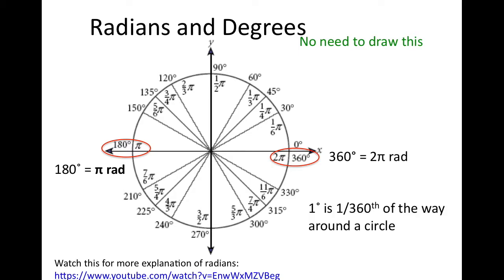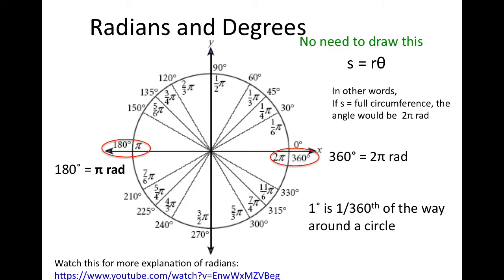So it'd be safe to say that 1 degree is equivalent to 1/360th of the way around a circle. We know that the distance equals radius times theta. In other words, if S is equal to the full circumference of a circle, then the angle would be 2 pi radians. To get a little bit of history, you can go to this YouTube video right down here.